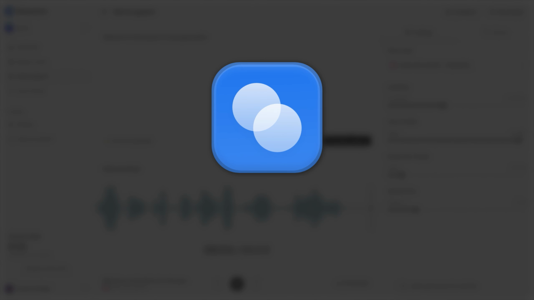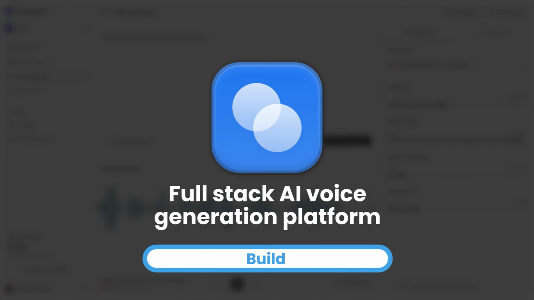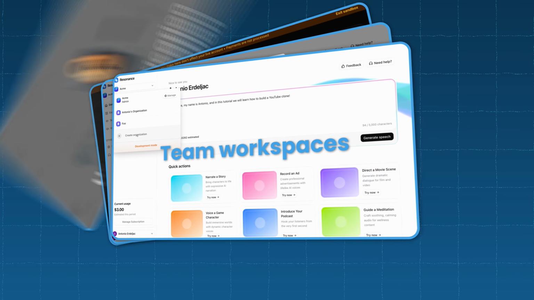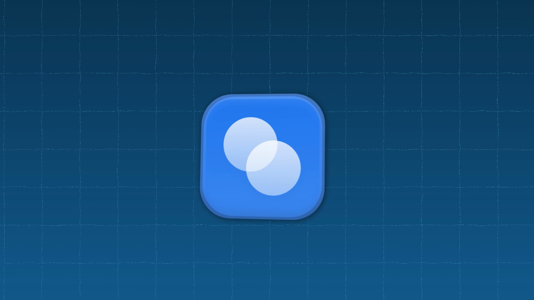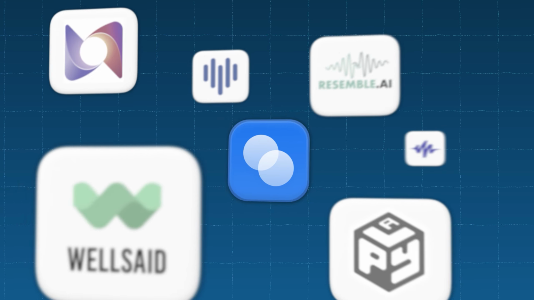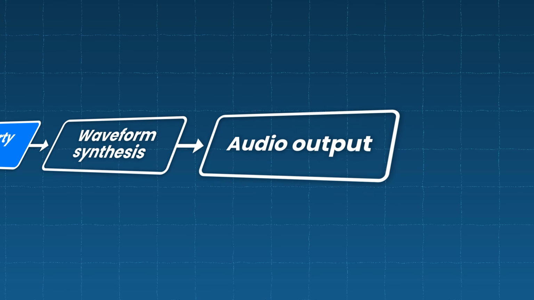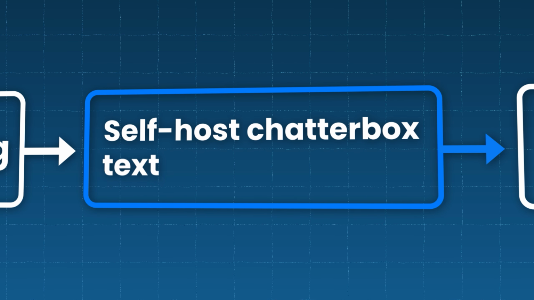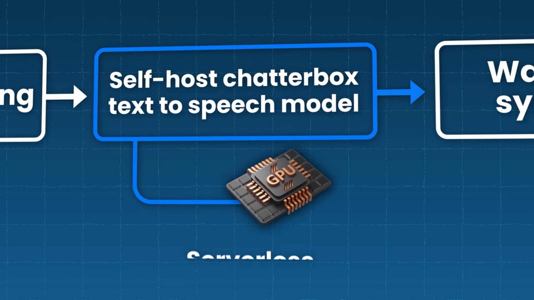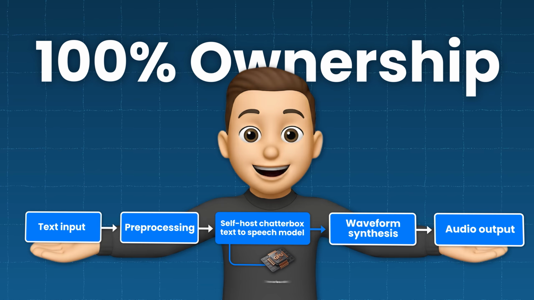Meet Resonance, a full stack AI voice generation platform that you are going to build from scratch. User authentication, team workspaces, custom voice creation, usage based billing. The whole thing. But here's what makes this project different from anything else out there. The AI model that generates the speech isn't some paid third-party API. You will learn how to self-host Chatterbox text-to-speech model on a serverless GPU. You will own the entire voice generation pipeline.